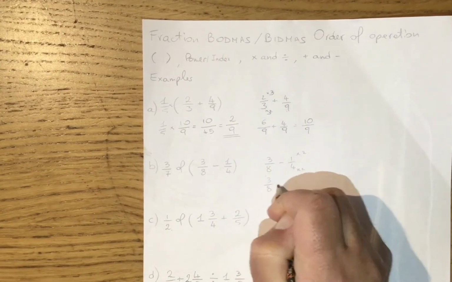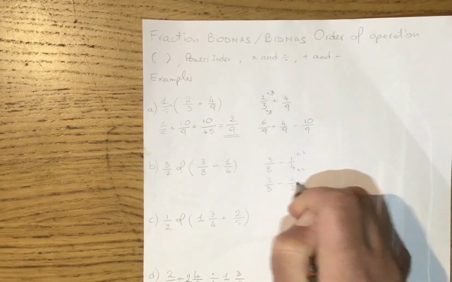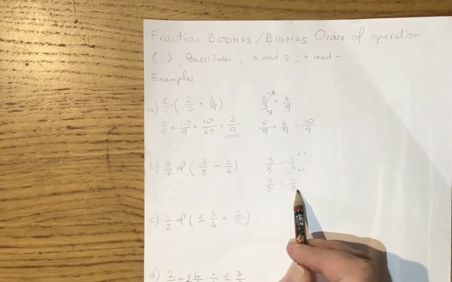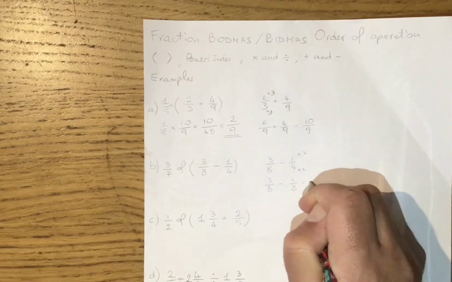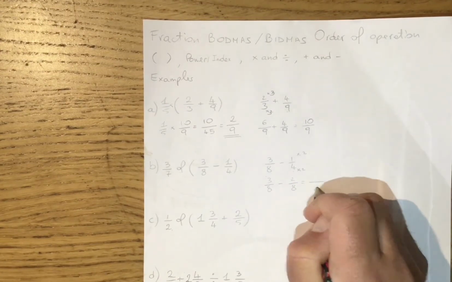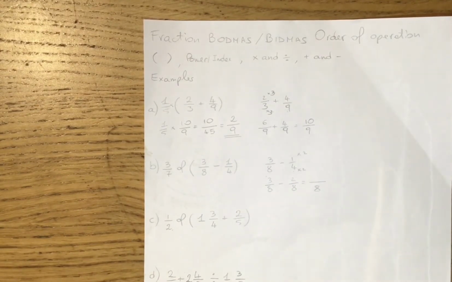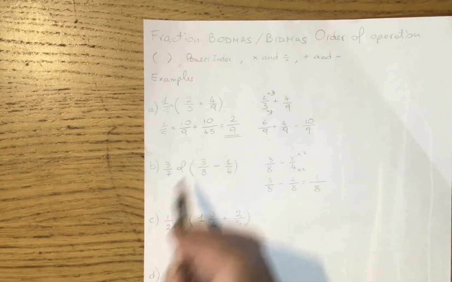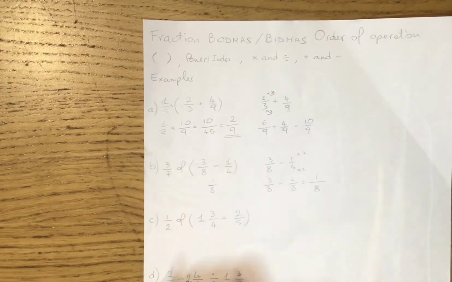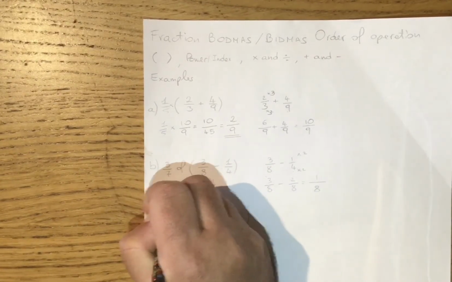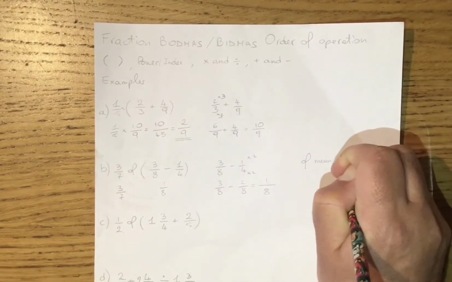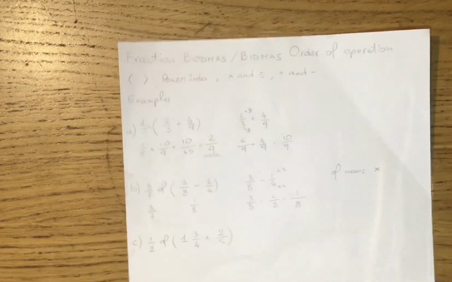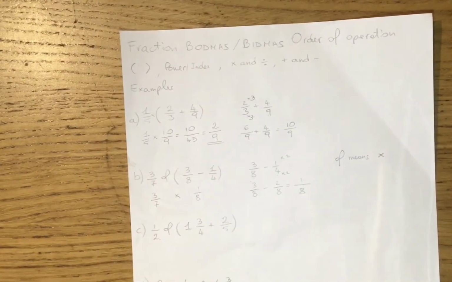And since we timesed the denominator by 2, we have to times the numerator as well. So 3/8 minus 2/8, 1 times 2 is 2, 4 times 2 is 8. So we keep the same denominator and we take away the numerators. 3 take away 2 is 1. So that is 1/8. Now we have 3/7 of 1/8, and of means times by. So 3/7 times 1/8.